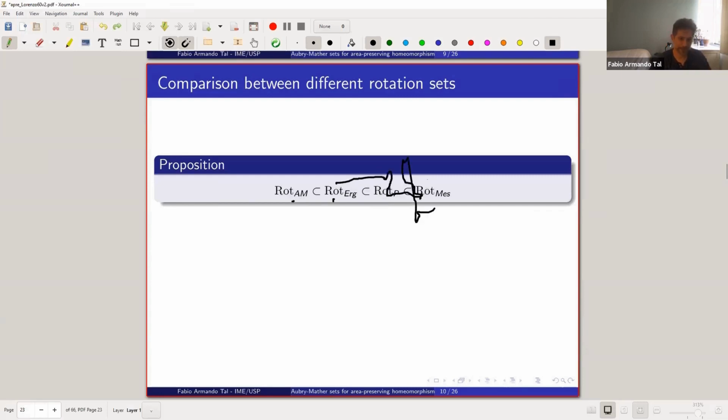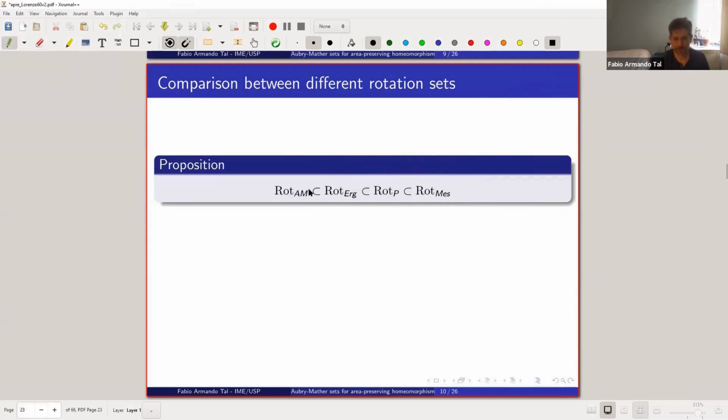I don't know, I think I clicked something here which I shouldn't. No? Okay. One second. Okay.